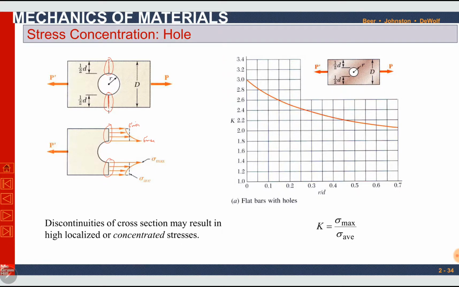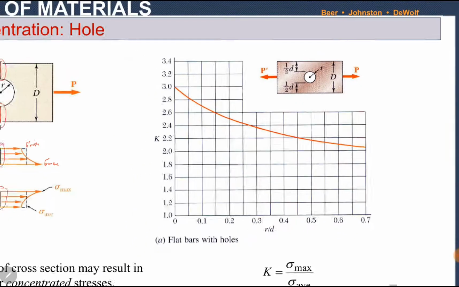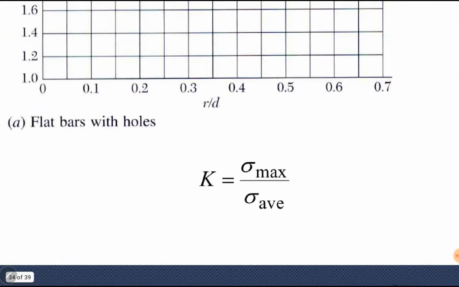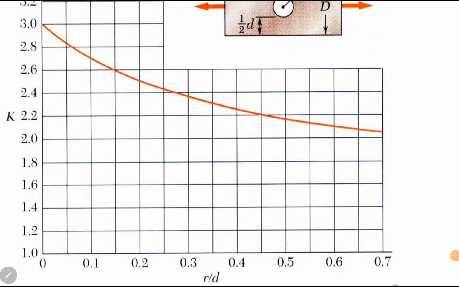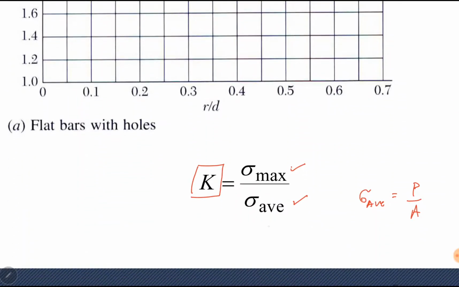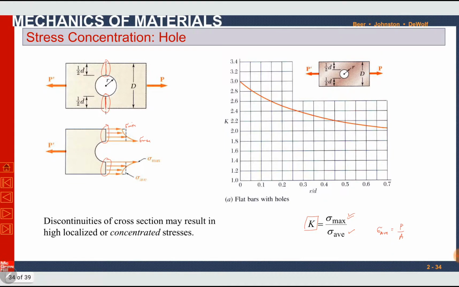So here is a diagram. Before that, I want to introduce a term which is the stress concentration factor, K. The stress concentration factor is equal to the ratio of maximum stress to the average stress. Average stress can be calculated from this expression, P over area. K can be found from this graph. So we can find sigma maximum for this configuration of a plate having a hole and loads being applied at the ends of the plate.